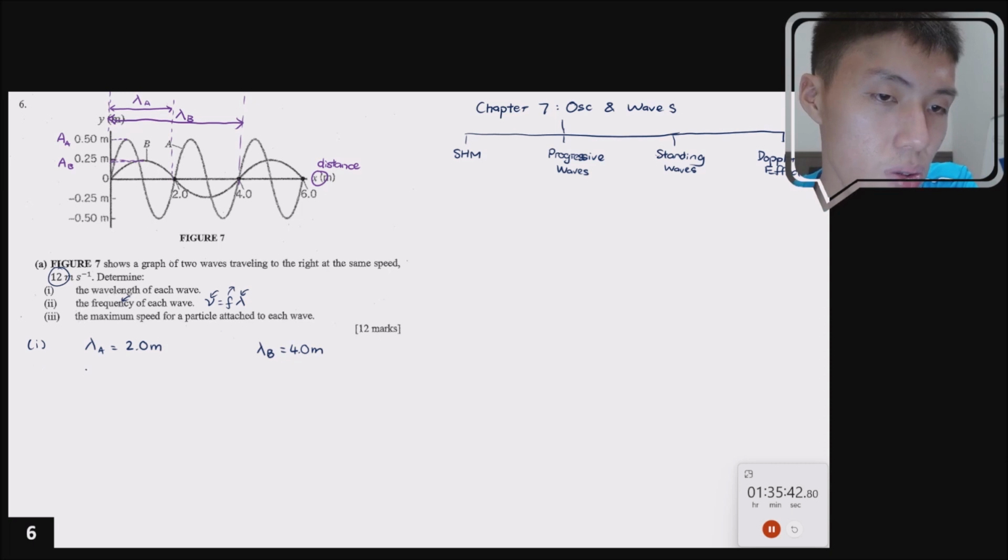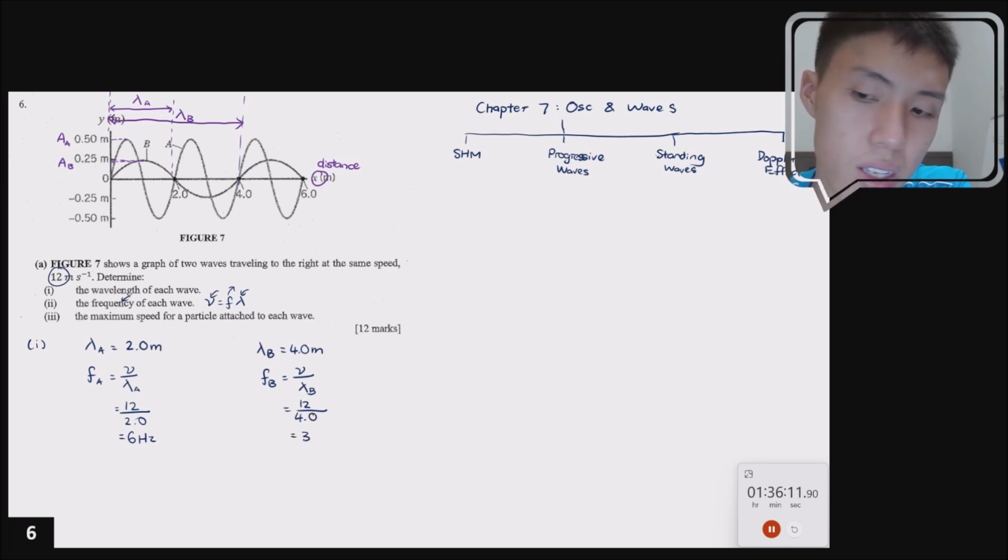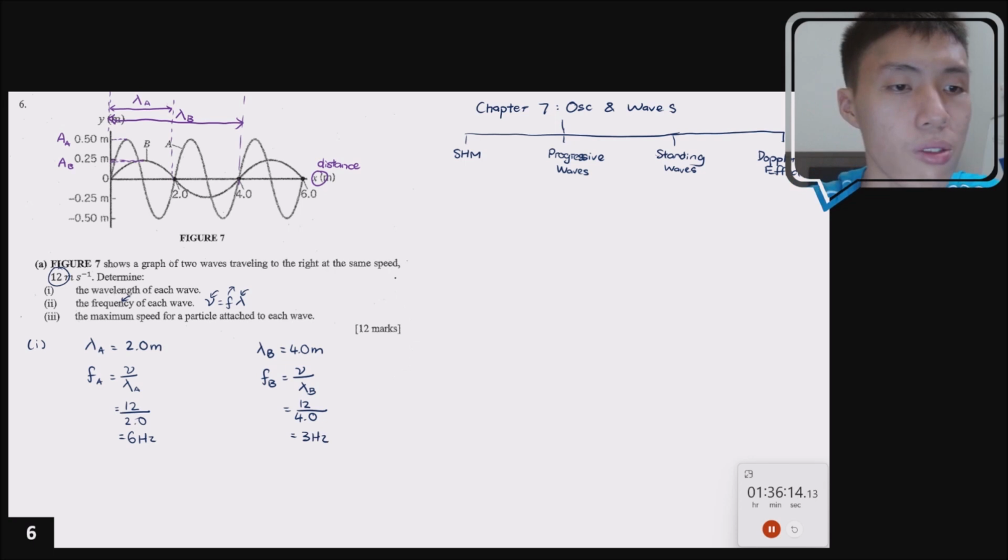Okay, so let's go. Frequency of wave A is equal to velocity divided by wavelength A. So that will be 12 divided by 2.0, which is 6 Hertz. Next, frequency for wave B is just speed divided by wavelength of B. So this is 12 divided by 4.0, so that will be 3 Hertz. Okay, so done with frequency.